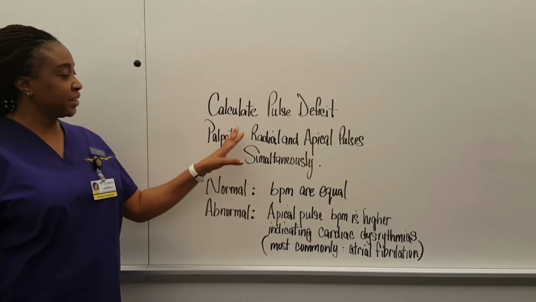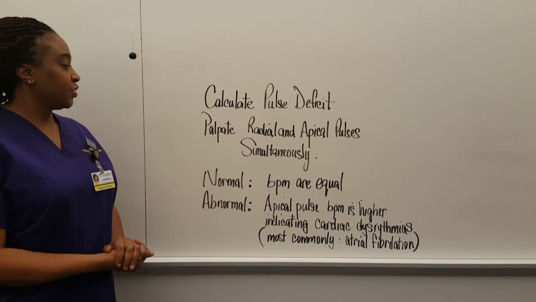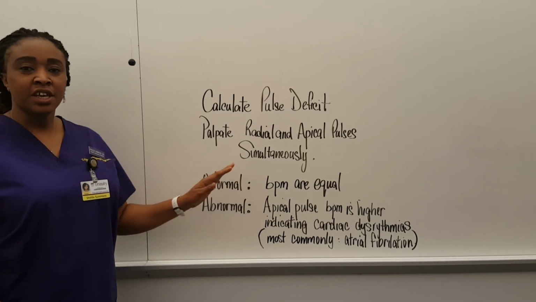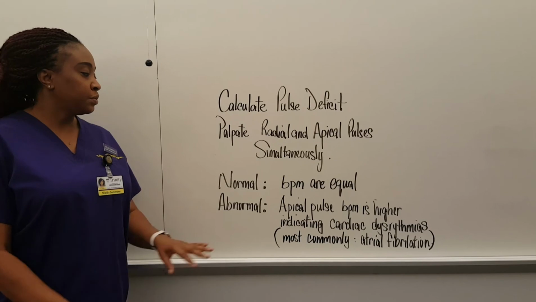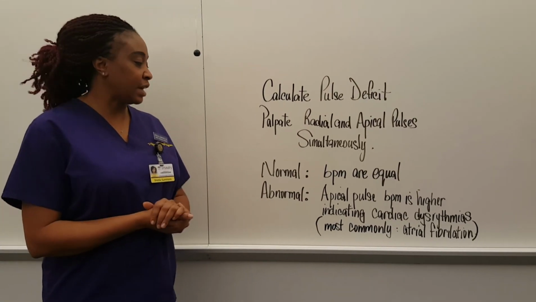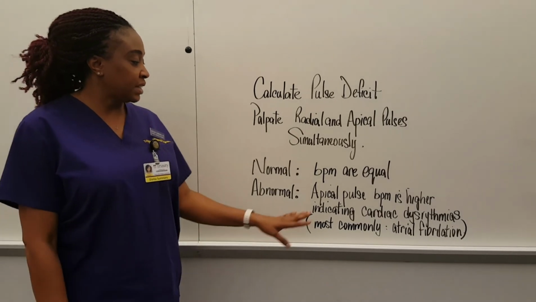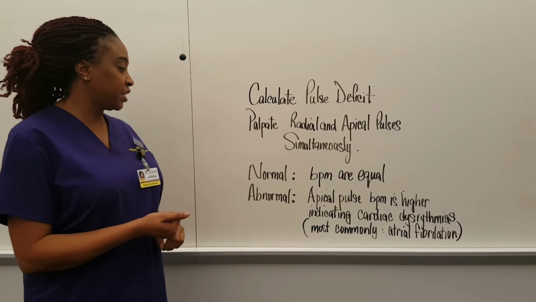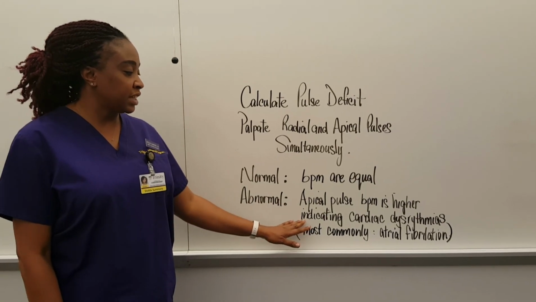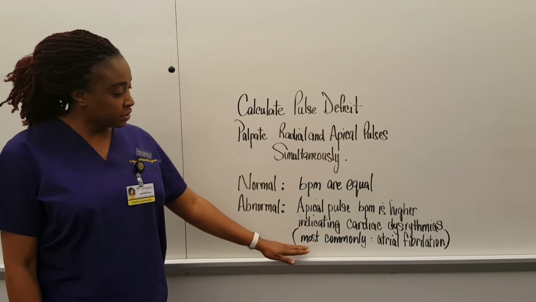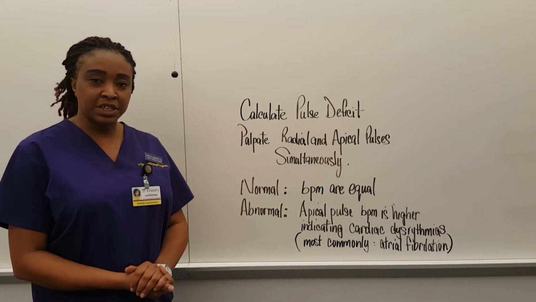When calculating the pulse deficit, you need to palpate the radial and the apical pulses simultaneously. A normal finding would be that the beats per minute of both pulses are equal. An abnormal finding would be that the apical pulse, the beats per minute, is higher than that of the radial pulse, and that usually indicates that there's a cardiac dysrhythmia. And the most common of those dysrhythmias is atrial fibrillation.